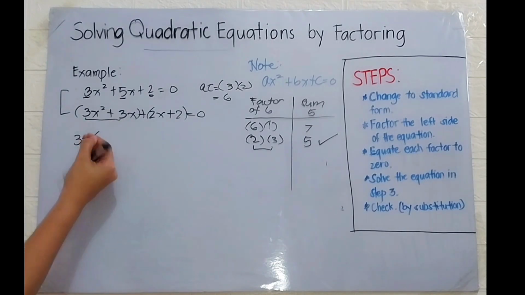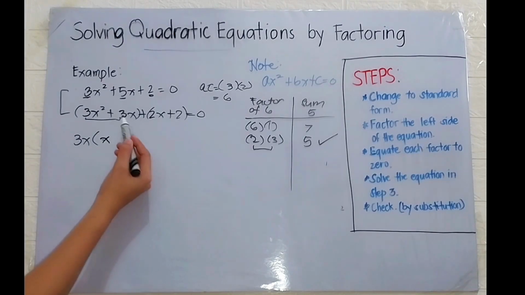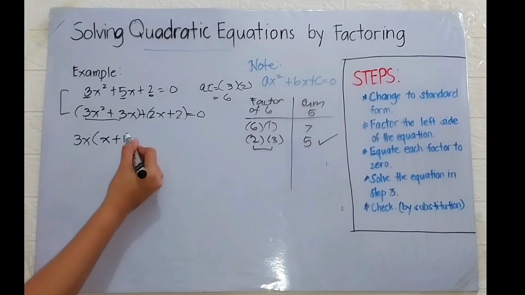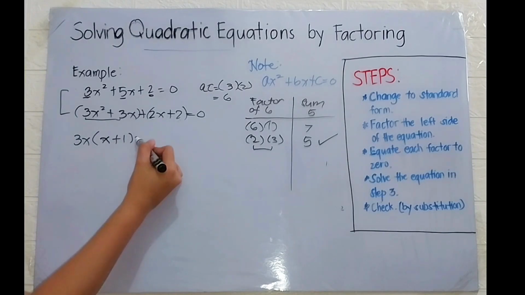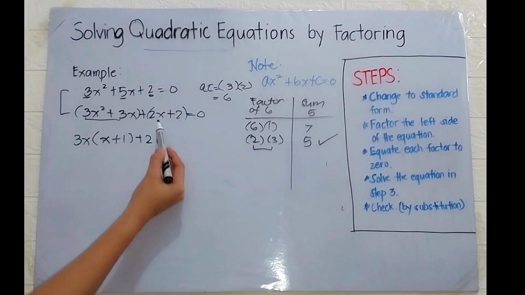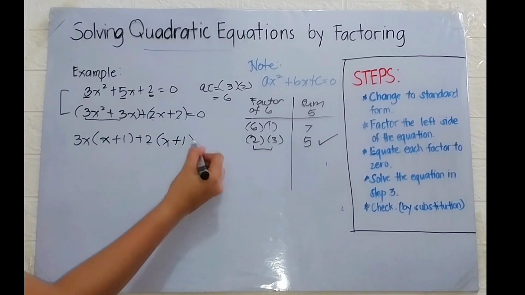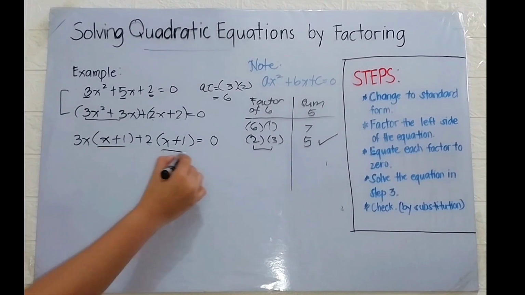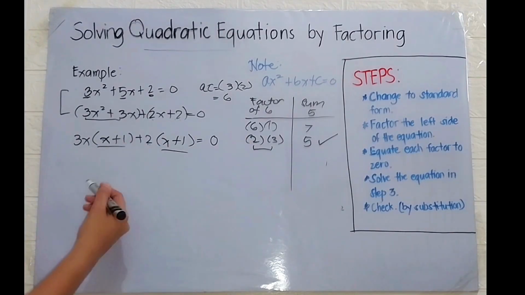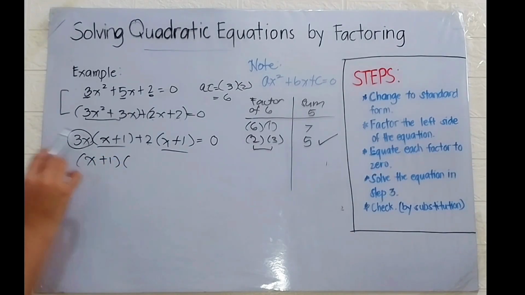Let's divide. 3x squared divided by 3x is simply x. Next one is 3x divided by 3x is positive 1. Next, what is the GCMF of 2x and 2? Of course, positive 2. And then, 2x divided by 2 is x, 2 divided by 2, positive 1. As you can see, may common factor sila na x plus 1. So, ang ginagawa dyan, get them as 1, x plus 1, times, you combine the GCMF.